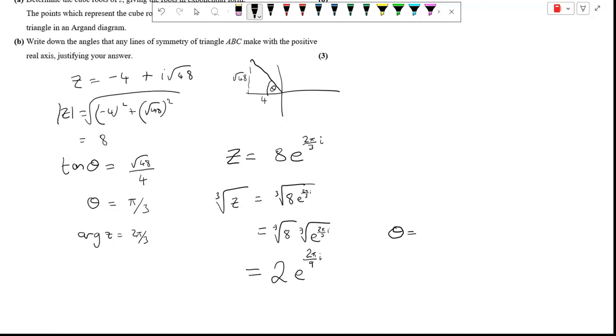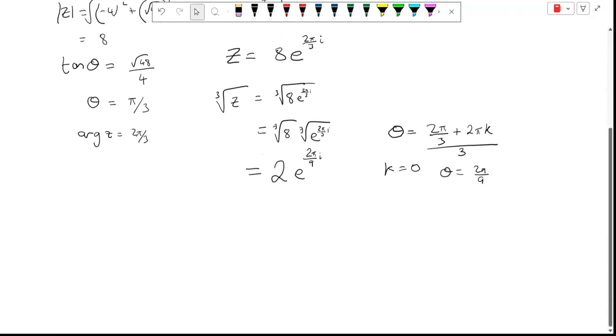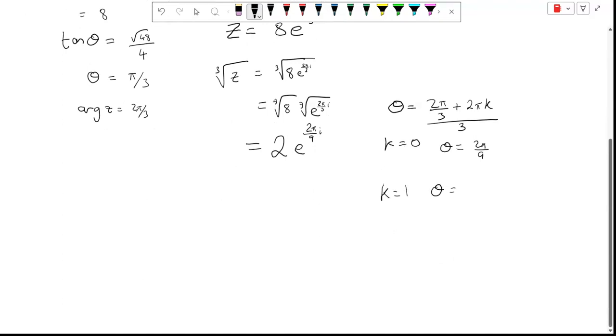I can say that theta, the angle, is 2 pi over 3, but you can add 2 pi k. So you can add or take away 2 pi based on the values of k. Hold on, we need to do this whole thing divided by 3 because we're cube rooting it. So I'm going to divide the power by 3. If k is 0, I get 2 pi over 9. And if k is 1, theta is equal to 2 pi over 3 plus 2 pi, that's 8 pi over 3, divided by 3, which gives us 8 pi over 9.